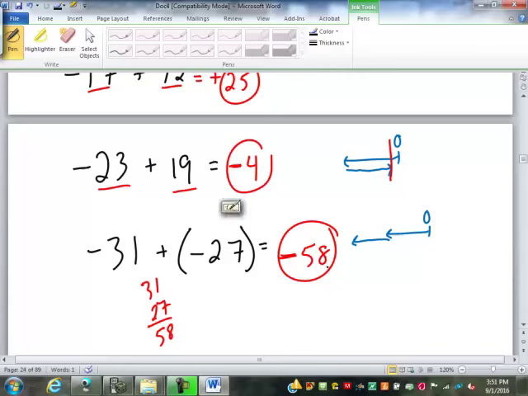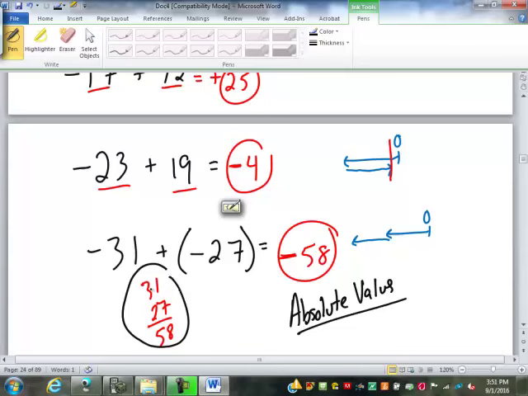What I'm doing there is something called absolute value. I use the negatives to give me the direction of the arrows. That tells me when the answer is positive or negative. But you notice here, when I'm doing the 31 and 27, I ignore the negatives. That's its absolute value. That's the length of its vector. It's called the absolute value. So I don't care what direction it's going at that point. I'm just looking at the length of its vector.